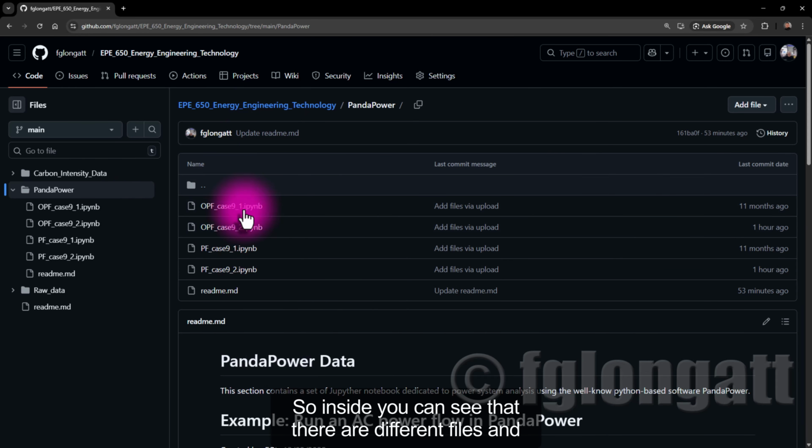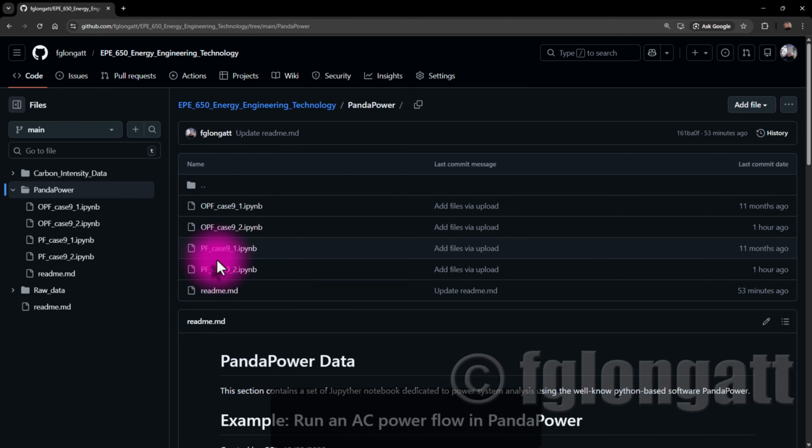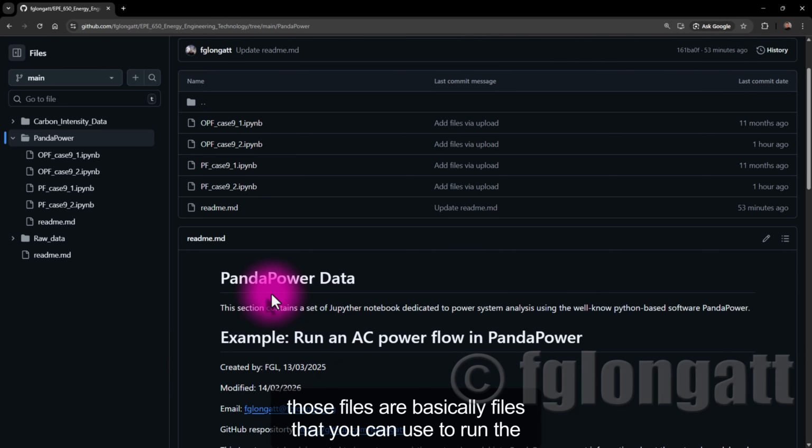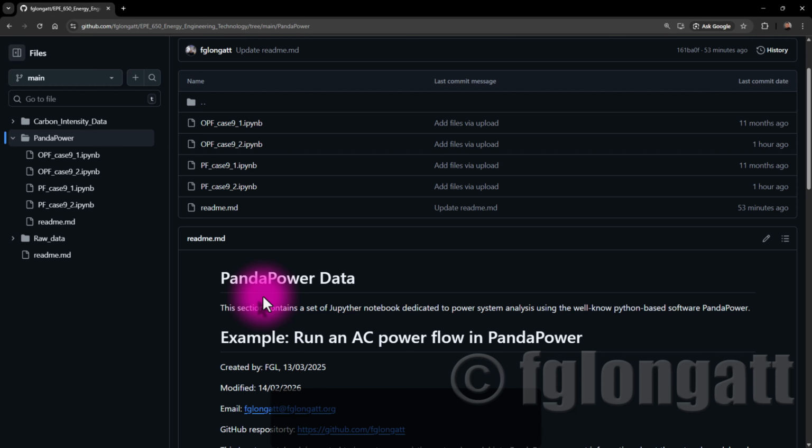Inside, you can see that there are different files, and those files are basically files that you can use to run the Python-based software PandaPower. In particular, you can use those files to run calculation of classical power flow and also optimal power flow in the very well-known 9-bus system.